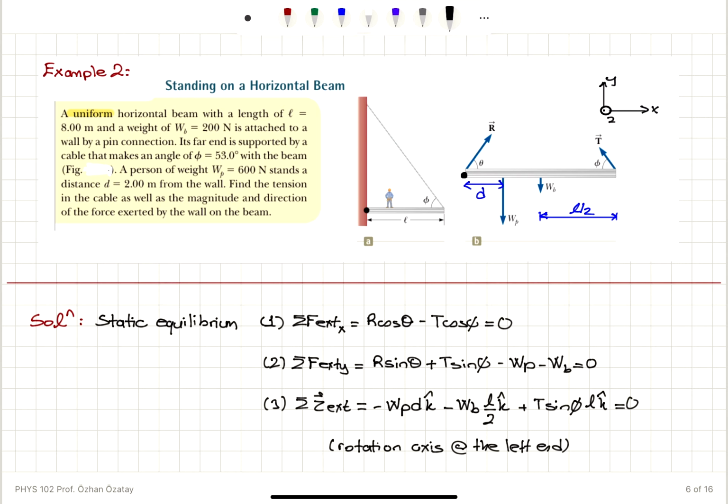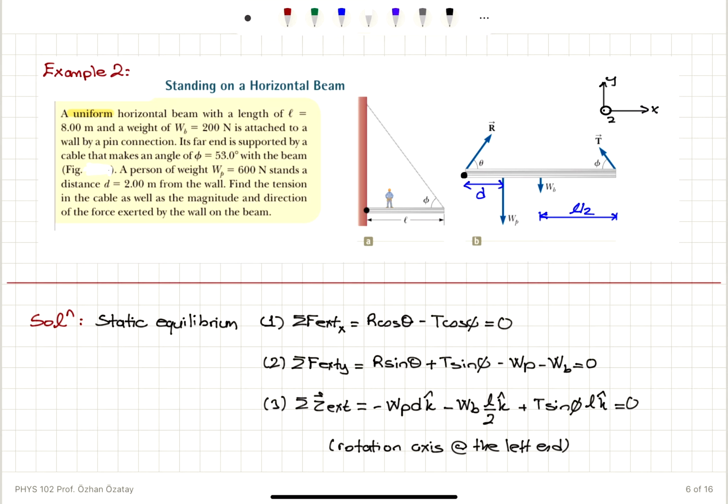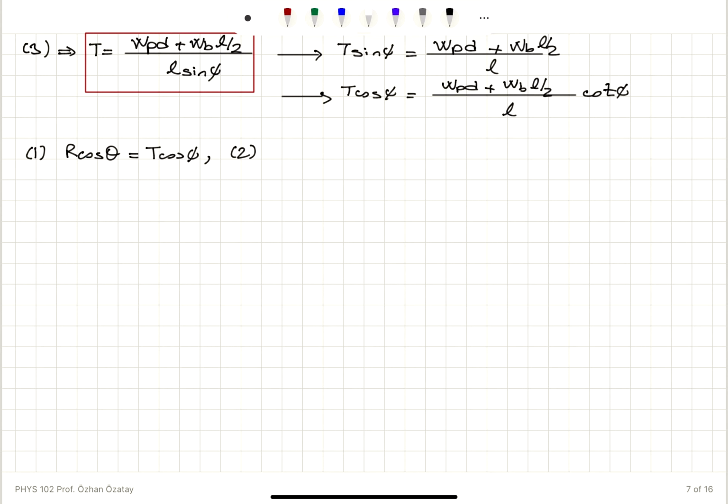Equation number 1 says r cosine theta must be equal to t cosine phi. And equation number 2, the y components: r sine theta must be equal to wp plus wb minus t sine phi. So that is r sine theta equals wp plus wb minus t sine phi.